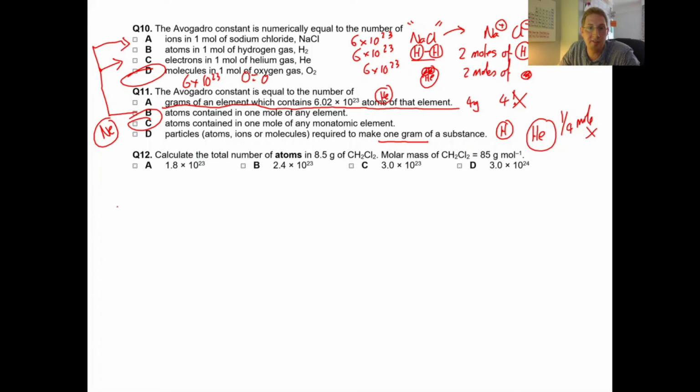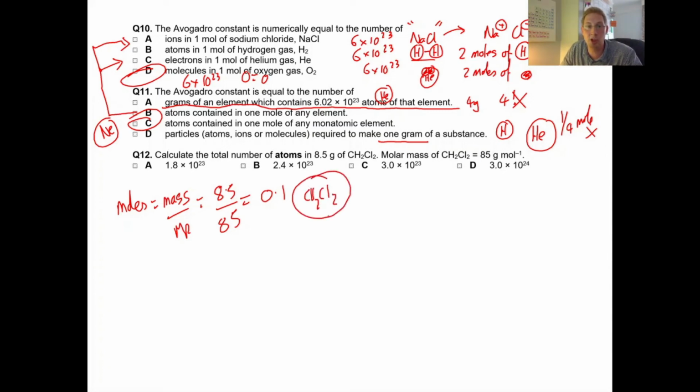Right, first thing, moles is mass over Mr, no time to write a triangle. So the mass we're given, 8.5 grams divided by 85. You've got to be comfortable enough with mental arithmetic. You're not resorting to a calculator. At this point, that's the number of moles of CH2Cl2.